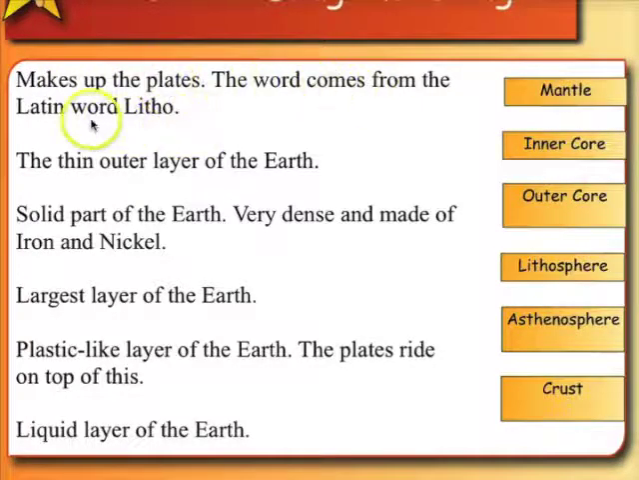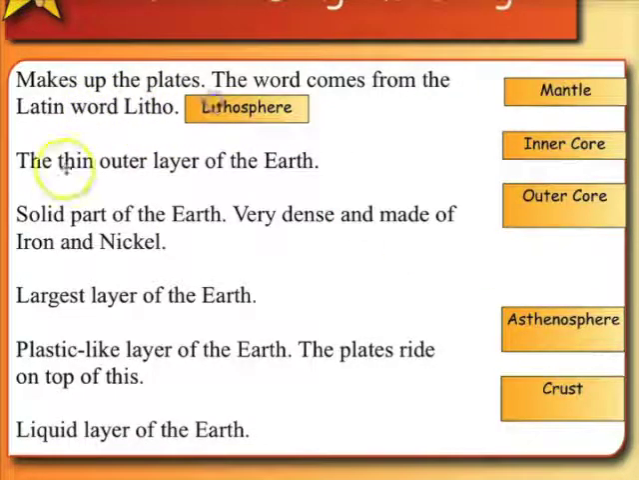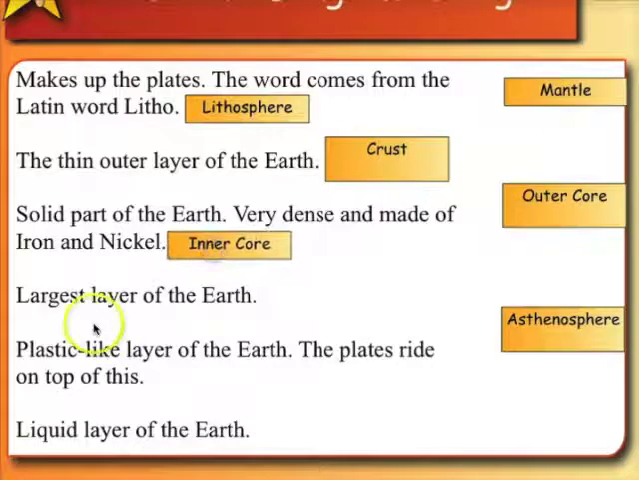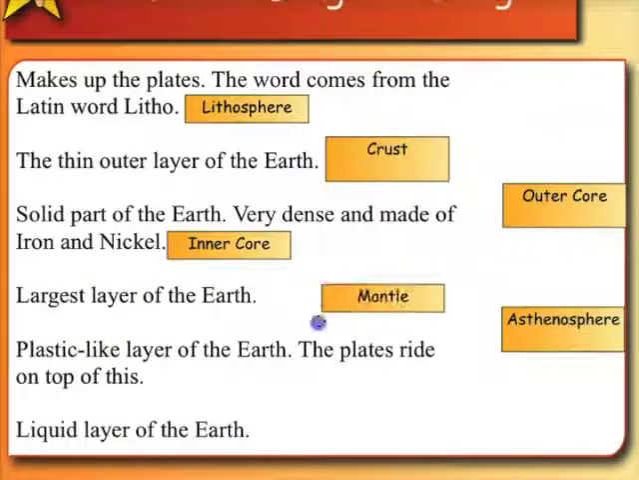The word comes from the Latin word litho. So if you just look at litho, it's a dead giveaway, lithosphere. The thin outer layer of the Earth is the crust. The solid part of the Earth, very dense, made up of iron and nickel. Now it's solid. Iron and nickel, that should be your inner core. Largest layer of the Earth is the mantle.